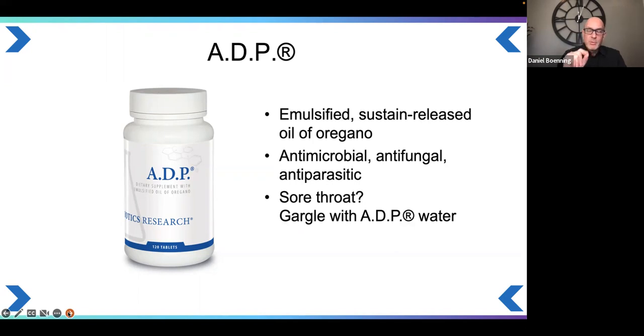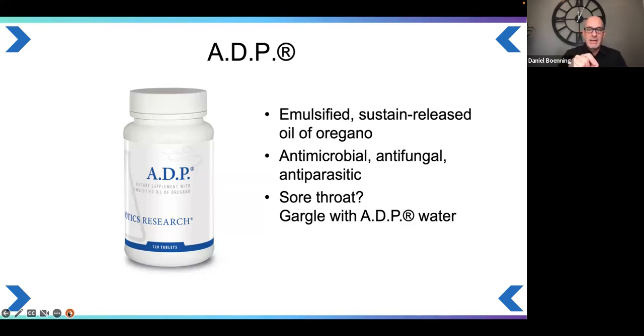Regular oil of oregano, when ingested, is very irritative. It burns the villi of the GI. What we did, and this is a gold standard product for Biotics Research long before my time, and in my clinical days, this is where I learned about this product. You have antimicrobial, antifungal, anti-parasitic activity when you look at the literature, you look at the research with oregano oil.